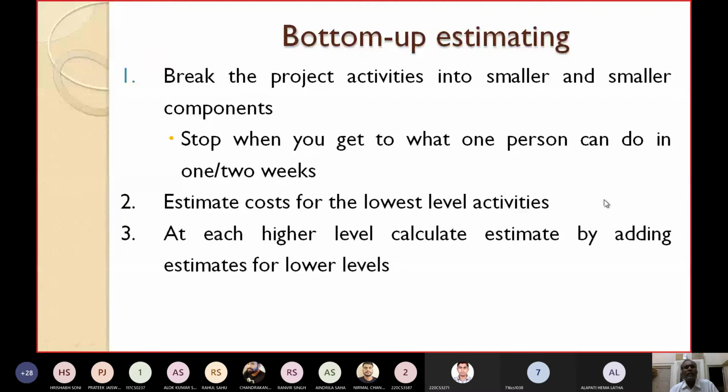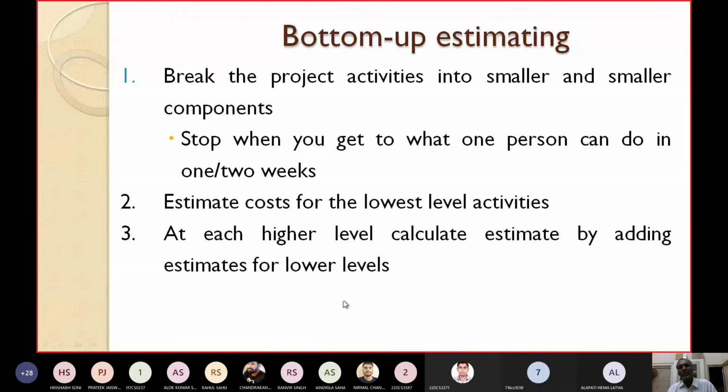Then at each higher level, calculate the estimate by adding the estimates for the lower level. Because you can take 2-3 levels and combine them, you will get the next higher level module. So at each higher level, you calculate the estimates by adding the estimates for the lower level. One higher level module may contain 2-3 lower level modules, so you add all.